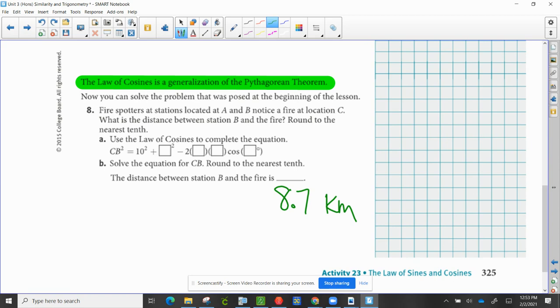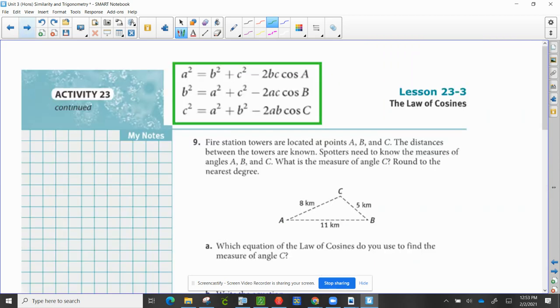Okay, so let's do another problem. Let's jump to this page here, problem number 9. Okay, it says fire station towers are located at points A, B, and C. The distances between these towers are known. So you see how they're giving us all 3 lengths of our triangle, but we know no angles. That's another situation where law of cosines is necessary. Okay, what they want us to do here is find the measure of angle C. So this is our target here.